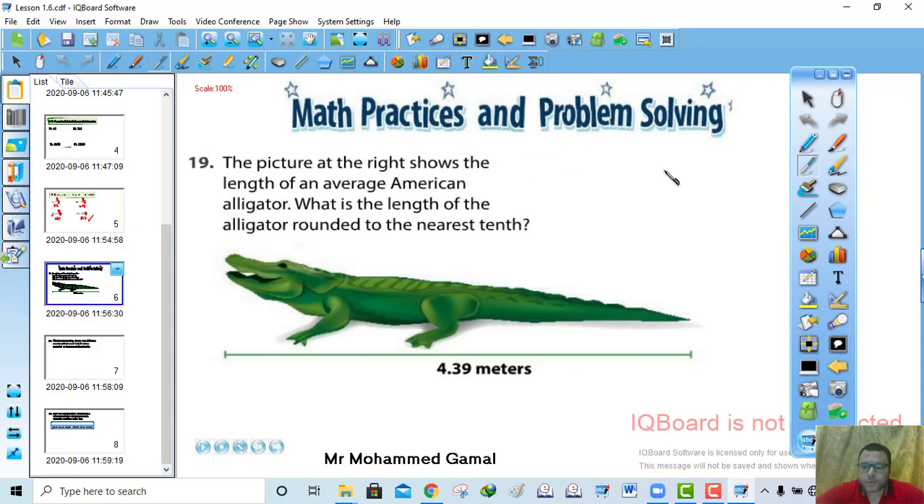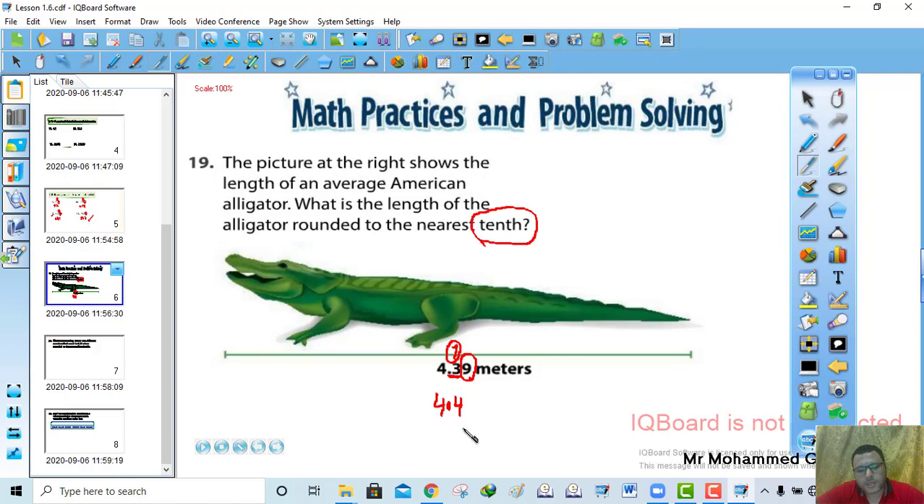Math practice and problem solving. The picture at the right shows the length of an average American alligator. What is the length of the alligator rounded to the nearest tenth? Where is my tenths place? Here is my tenths place, the 3. So I'm going to circle the 9. Ask yourself, is it weak or strong? Yes, it's strong. So I'm going to add 1 to the 3. So my answer is 4 decimal point 4. It's 4 and 4 tenths meters.